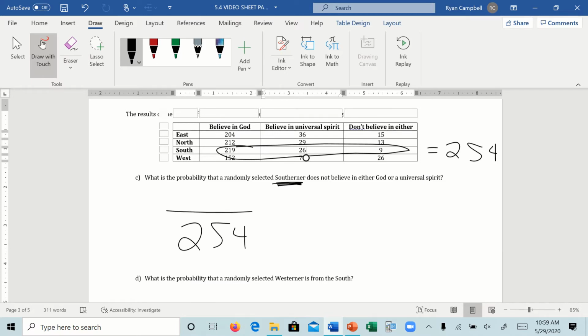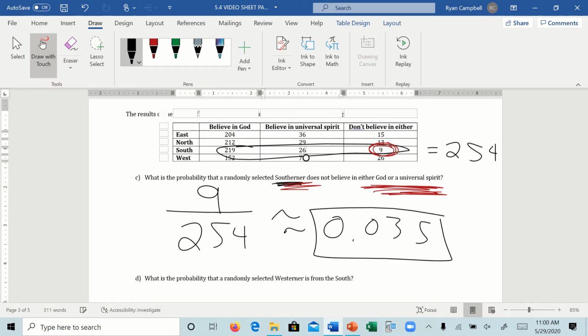And then we have to look at the top. Who are the people who don't believe in either God or a universal spirit? Hopefully you can see that this is 9 people. Of the ones who are Southerners, these are the ones who do not believe in either a God or universal spirit. So that would be 9. If we do 9 divided by 254, we end up with about 0.035. Final answer.